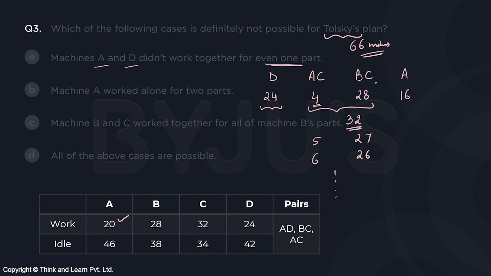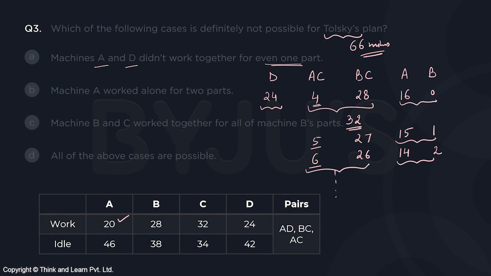In this scenario, C has worked for 32 hours, but B has worked for 27. That means A has to work for another 15 hours because A has worked for 5, and B has to work for another 1 hour. In the next case, B has worked for 26 hours, so B has to work for 2 more hours. A has worked for 6, so A has to work for 14 more hours. In any case, every time it is becoming 16 only. So for 16 hours, either A or B will have to work alone.